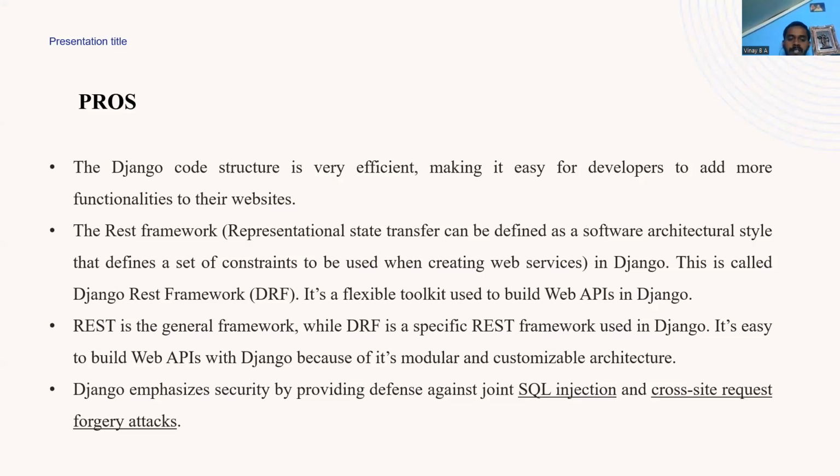REST is a general framework, while DRF is the REST framework specific to Django. It is easy to build web APIs with Django because of its modular and customizable architecture. Django emphasizes security by providing defense against SQL injection and cross-site request forgery attacks. Because Django is very secure, these attacks do not succeed in Django.